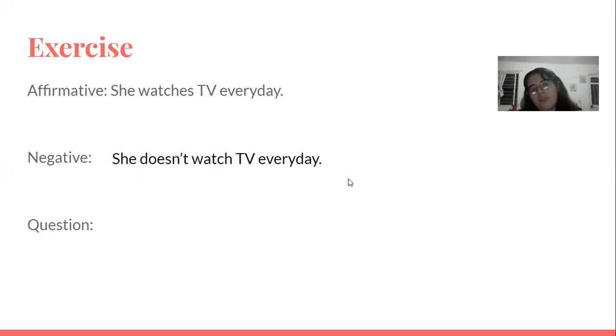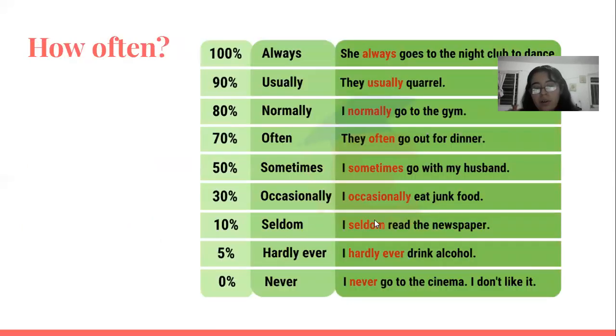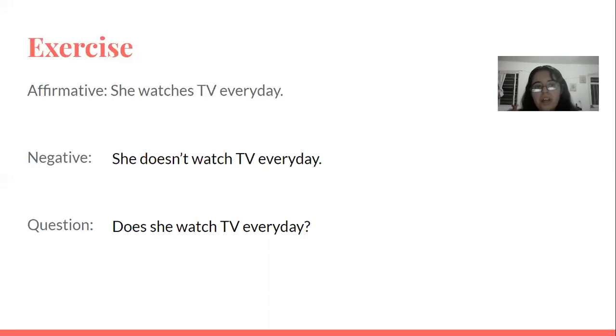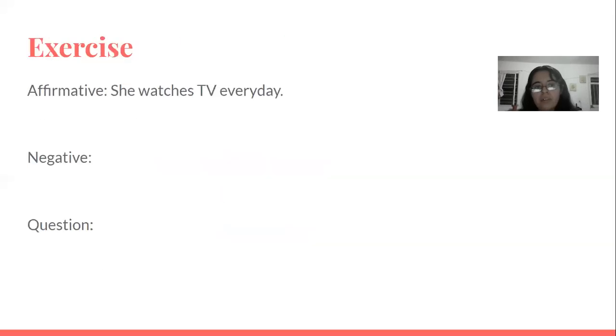And then to make it a question, what do we have to do? How would it be in the question form? It would be, does she watch TV every day? Here, the auxiliary is does because it's she. Very good. Now the next one.